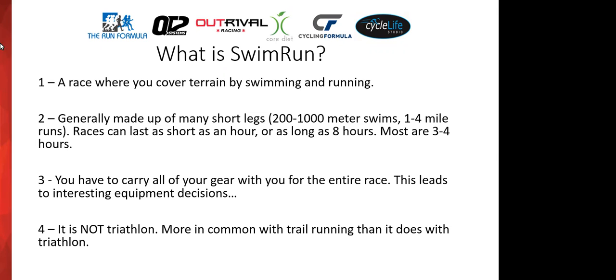Most of the swim legs are 200 to 1,000 meters. Most of the run legs are 1 to 4 miles. That's not to say sometimes you'll see swim legs that are 50 meters long. Sometimes you'll see run legs that are just a quarter mile long. So there is a lot of variability. And it's not like triathlon where you just have 3 stages, swim, bike, run. You could have 20, 30 mini stages within each race.